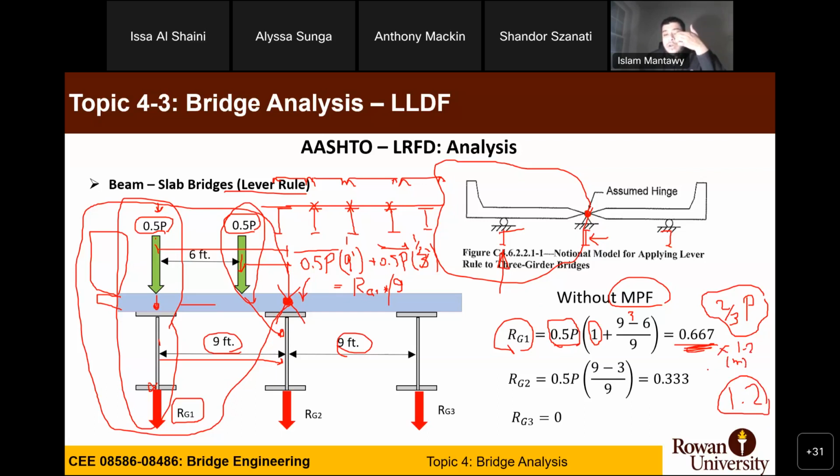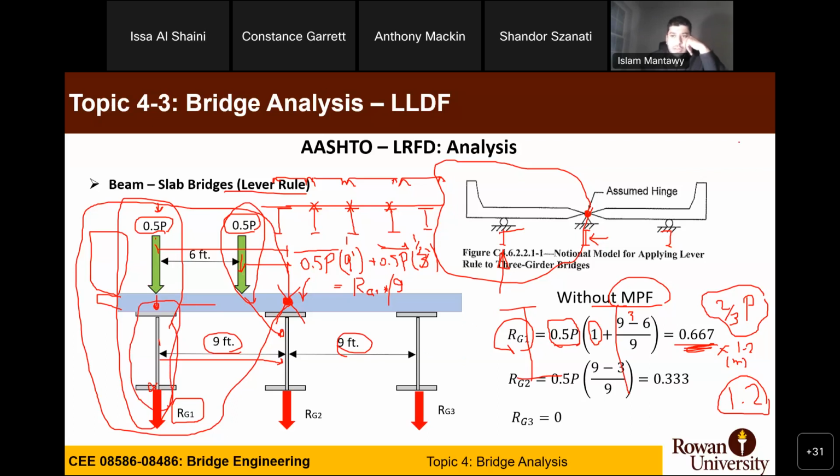Any questions so far on what the lever rule is? Can this only be used if there's 3 girders? What if there's more? No, it doesn't matter. If you have so many girders, you only use it to calculate for the exterior girder only. Okay. If there's an even amount, like there's 4, the hinge would still be in the middle?